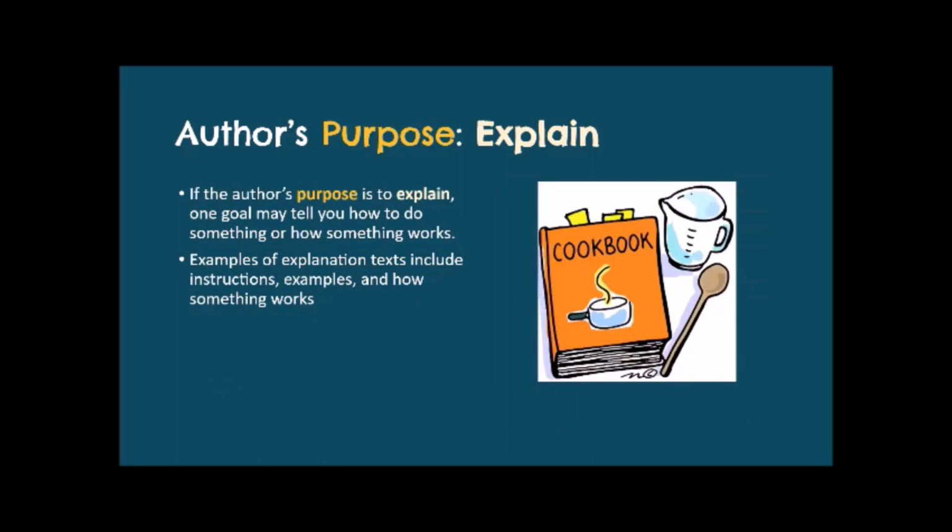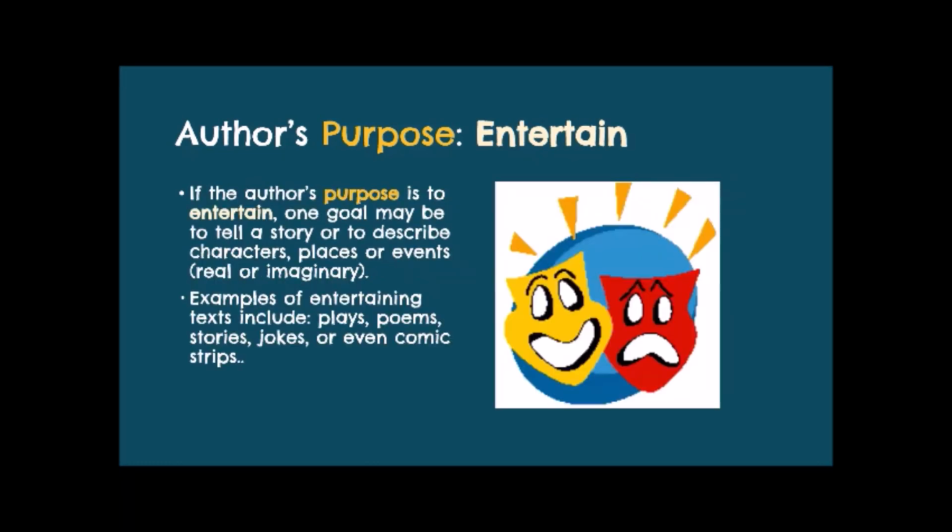The next one is explain. So when an author's purpose is to explain, one goal is going to be to tell you how to do something or how something might work. So some examples of an explanation text might include instructions, a cookbook, it might be a textbook on how a particular tool works or how a particular device works. So these are the purposes to explain.